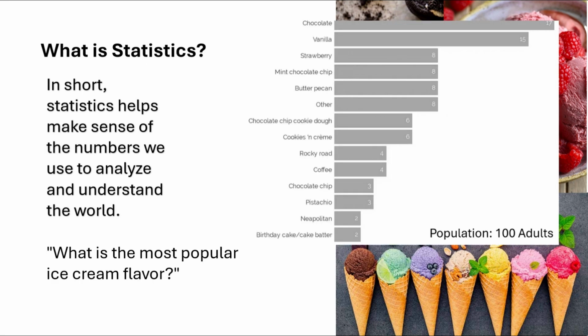The survey asked 100 adults about their favorite ice cream flavor. Chocolate received the highest number of responses, with 17. Vanilla followed closely, with 15 responses. For an ice cream shop, this suggests that chocolate and vanilla may be the safest flavors to offer first.